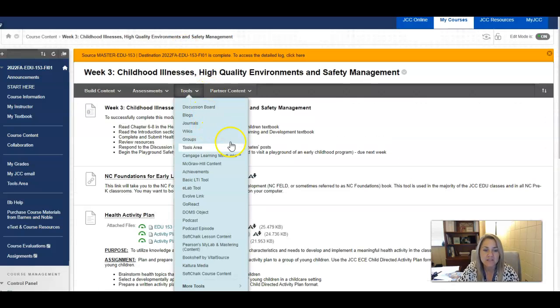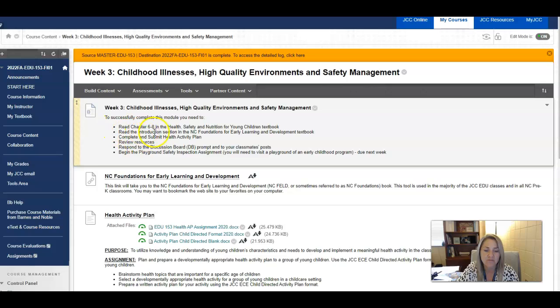All right. So the main thing you need to focus on for submitting this week is the health activity plan. It is due on Tuesday. I did not make it due on Monday because Monday is a holiday. So you have until midnight on Tuesday to submit that health activity plan. Feel free to reach out if you have questions about this.